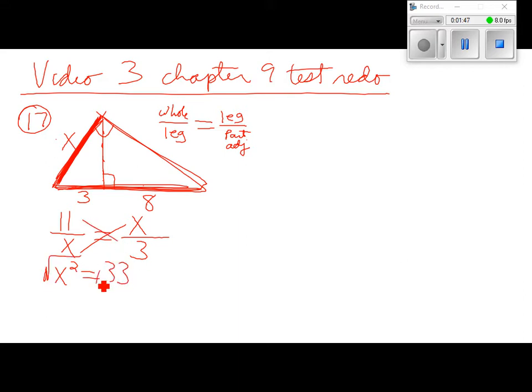We cross multiply, you end up with x squared equals 33. Solve that, take the square root of both sides, you end up with x equals the square root of 33. Since 33 is not a perfect square number, I would accept that answer. Or if you change it to a decimal, you grab your calculator and hit square root of 33 and you get about 5.7. I would accept either one of those two answers.